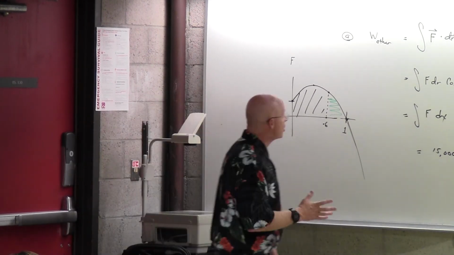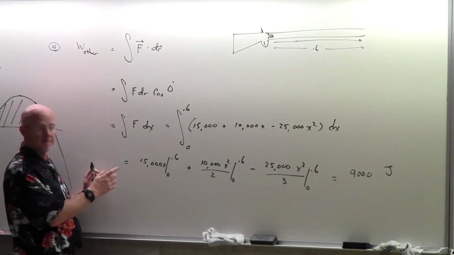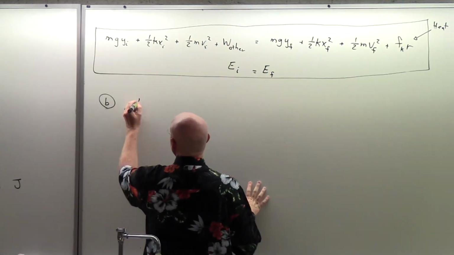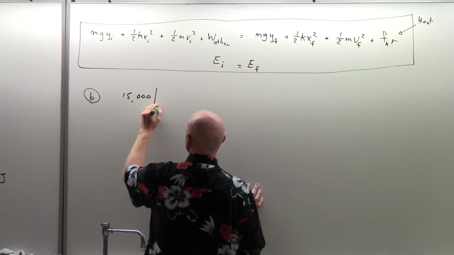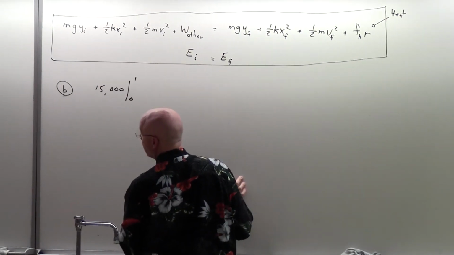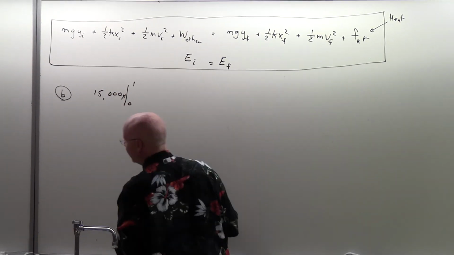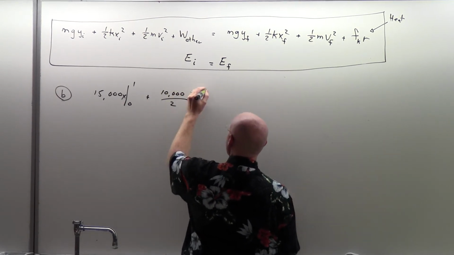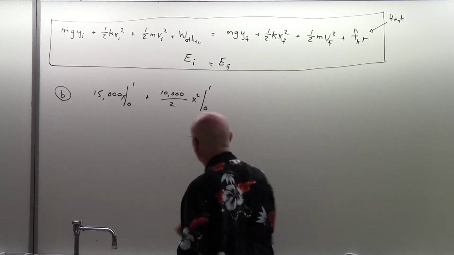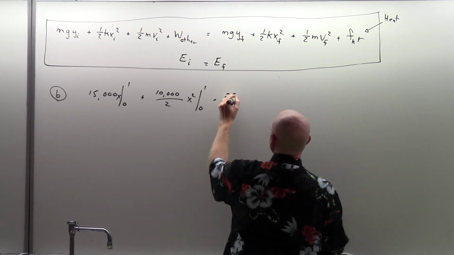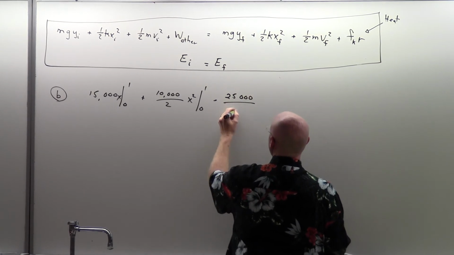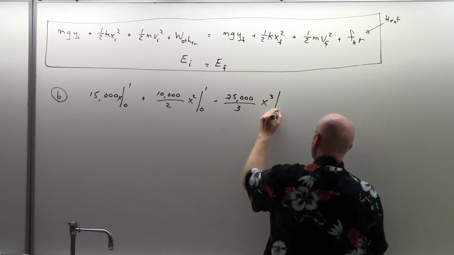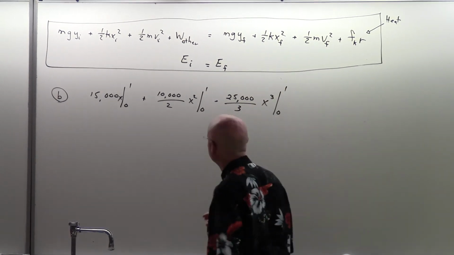But let's see. What would change in this? It would just be the upper limit, right? And so I would have the 15,000x evaluated from 0 to 1. Can't keep forgetting that x. I would have the 10,000 divided by 2x squared evaluated from 0 to 1. I would have minus the 25,000 over 3 times x cubed evaluated from 0 to 1.